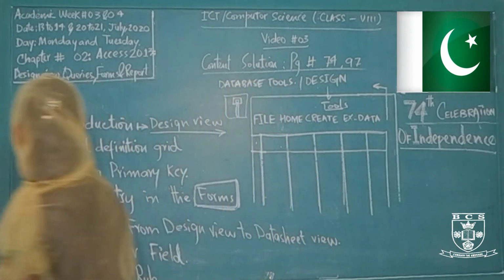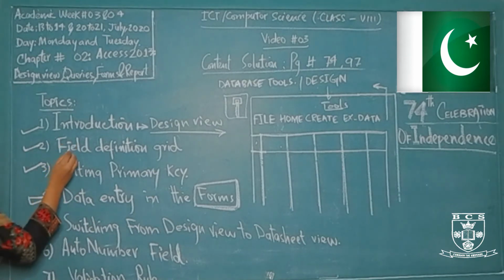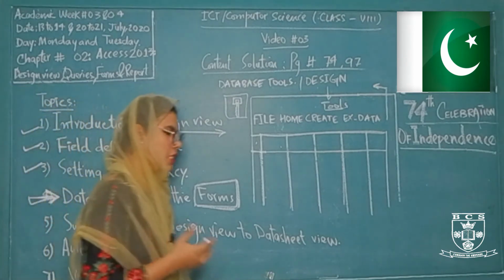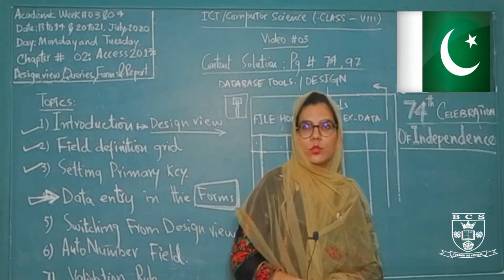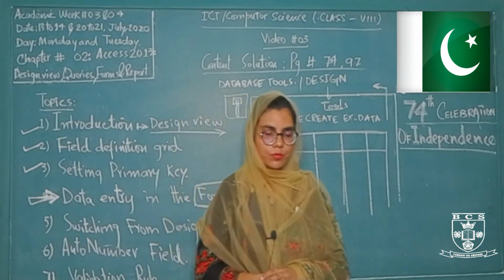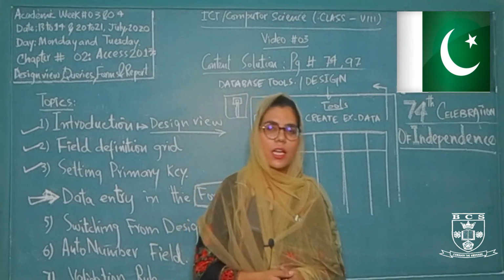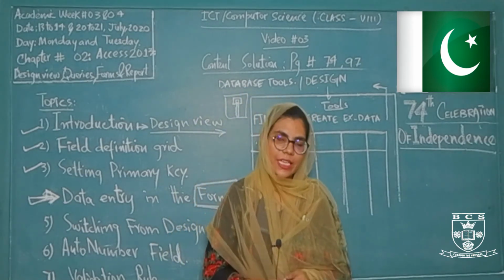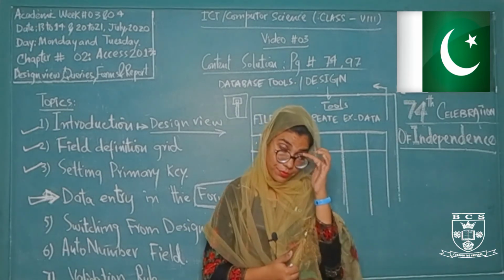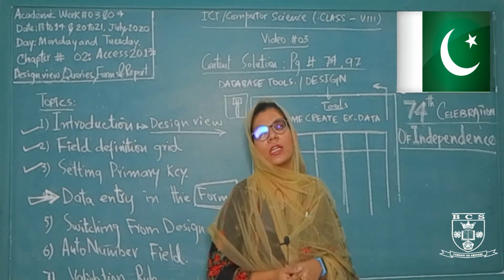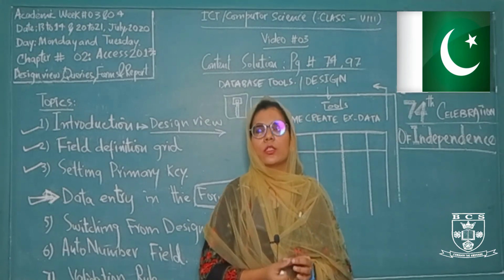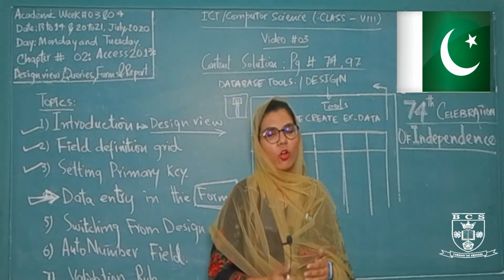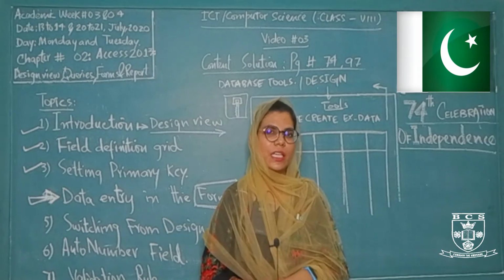Topic number 2 today is the field definition grid. So what is the field definition grid? For example, I want to create a table. Whenever I want to create a table, as we have discussed earlier, I will firstly go to my Create tab, then go to my Tables group, then click the Table button to create a particular table. In this way, by following these steps, we create a table in a datasheet view.